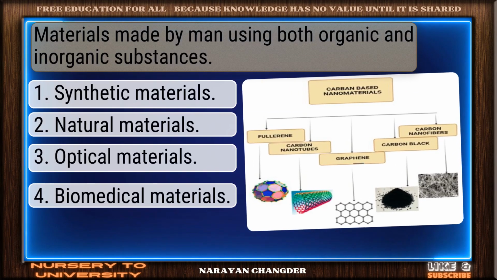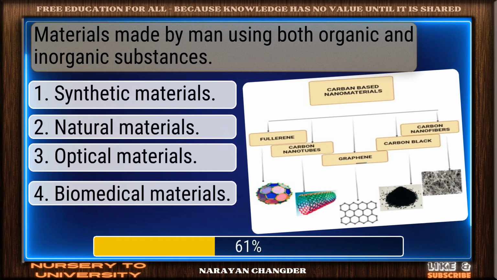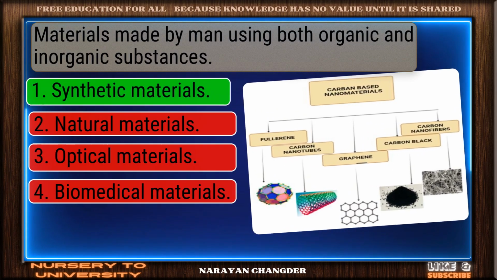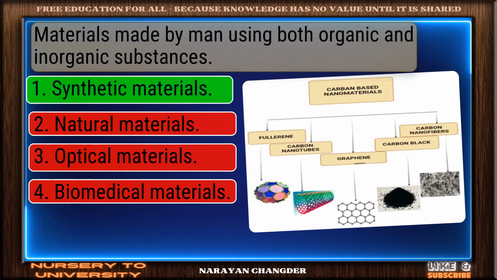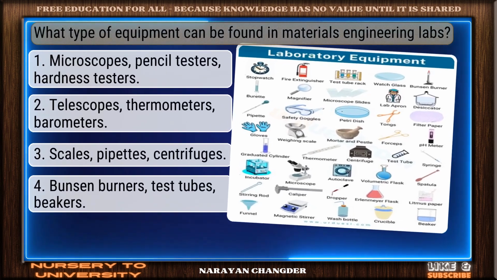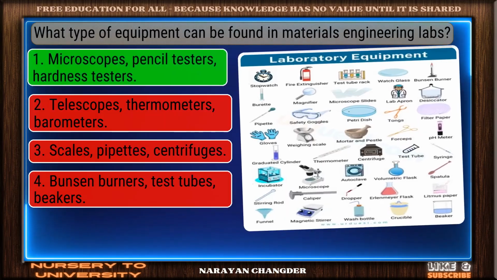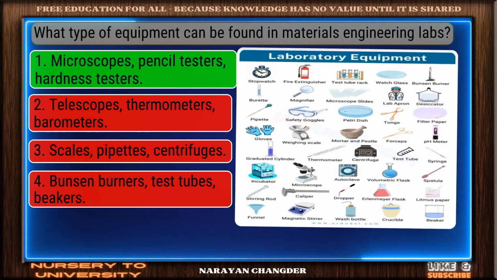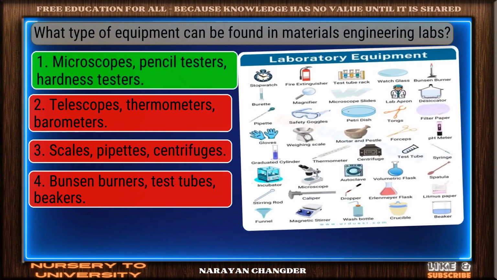Materials made by man using both organic and inorganic substances. Excellent choice. Synthetic materials is the right answer. What type of equipment can be found in materials engineering labs? Well picked. Microscopes, pencil testers, hardness testers is the correct answer.